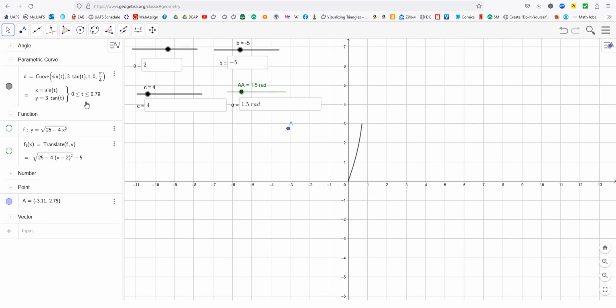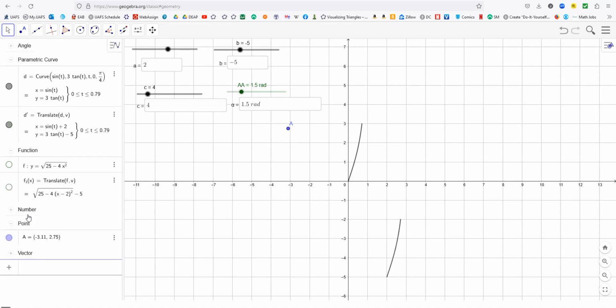Okay. Now, that's D. So now I should be able to translate D by, say, the vector V, which is there. Okay, there it is. So everything should go to the right and then down 5. Okay. Can we write the formula for that? Yeah, we should be able to do that pretty easily.